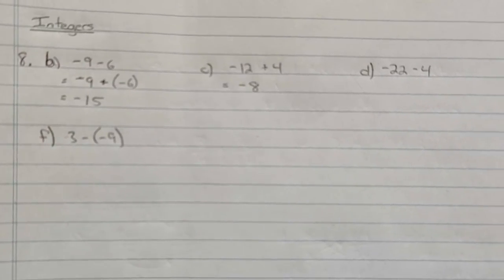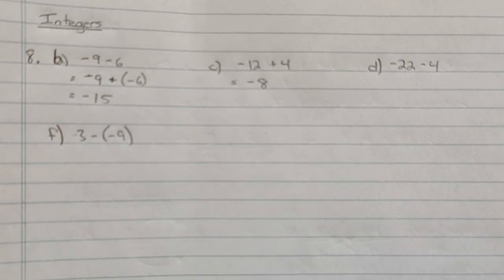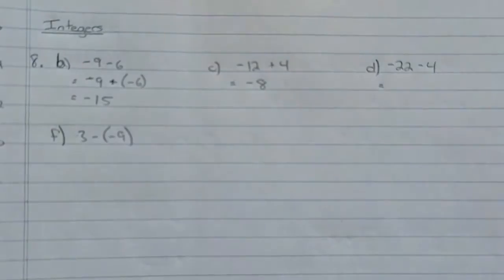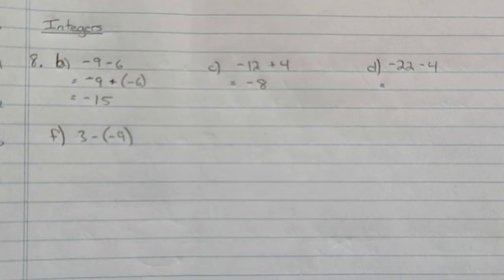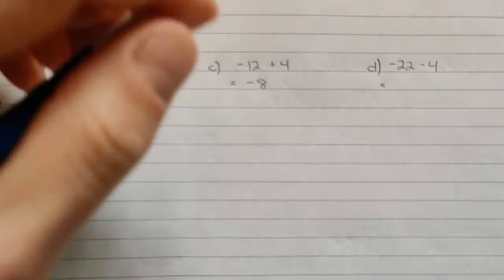In the case of D, we have negative 22 minus 4. So again, we should be getting a smaller number, because the larger the digits are in the negatives, the smaller the number is, so we should be going down. So it's negative 22, continuing down the number line, we should go down 4 more.